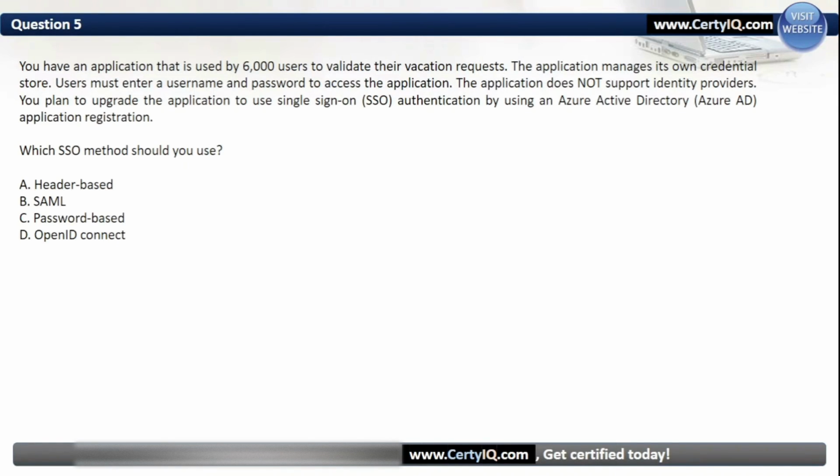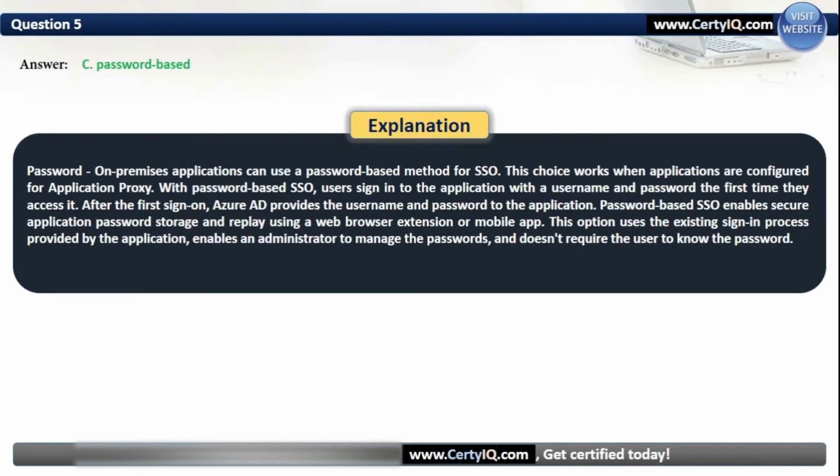Our options are A. Header based, B. SAML, C. Password based, or D. OpenID Connect. The correct option is C. Password based. On-premises applications can use a password-based method for SSO. This choice works when applications are configured for application proxy.